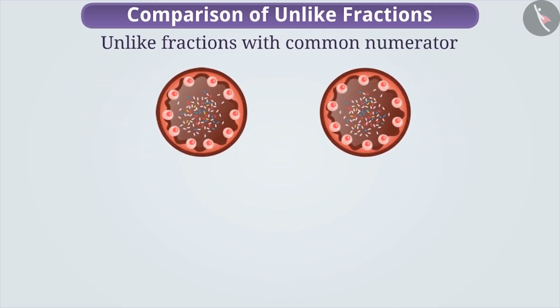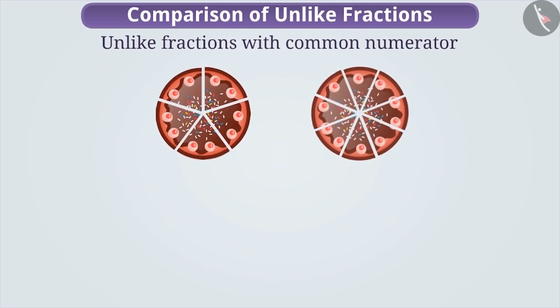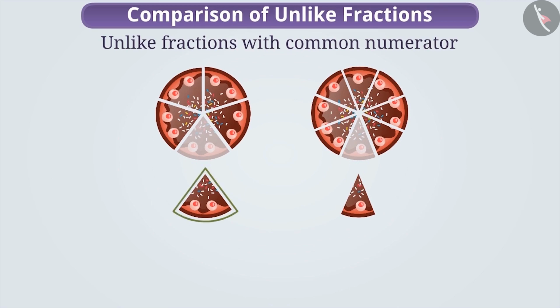Suppose we have taken two similar cakes. We made 5 equal pieces of one cake and 8 equal pieces of another cake. If we compare one piece of each cake, then we can say that the size of one piece of cake which is cut into 5 pieces is bigger than the size of one piece of cake which is cut into 8 parts. Since we can express these fractions as 1 by 5 and 1 by 8, we can say that the fraction 1 by 5 is greater than 1 by 8.